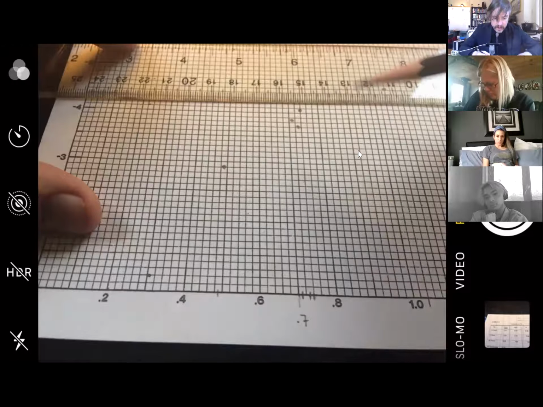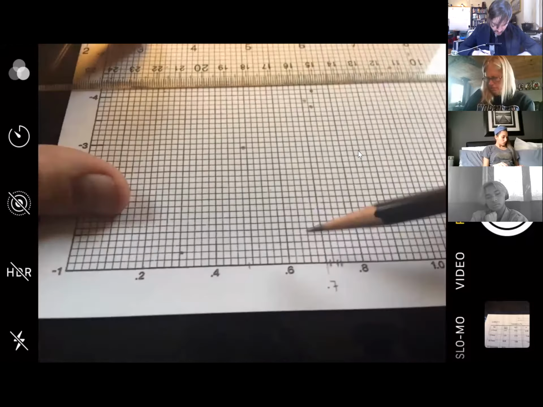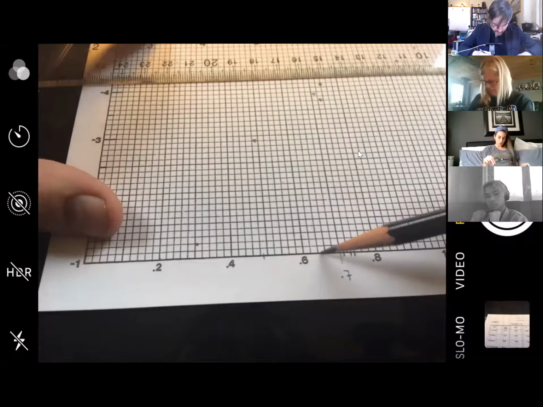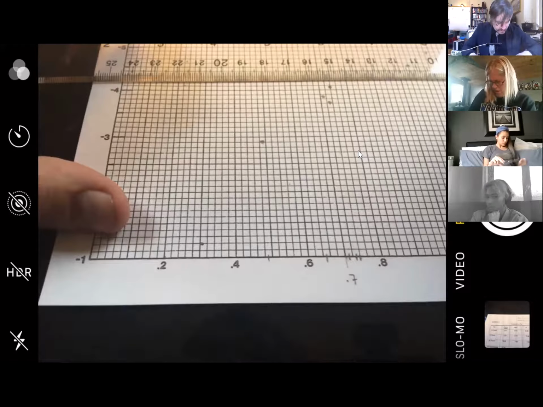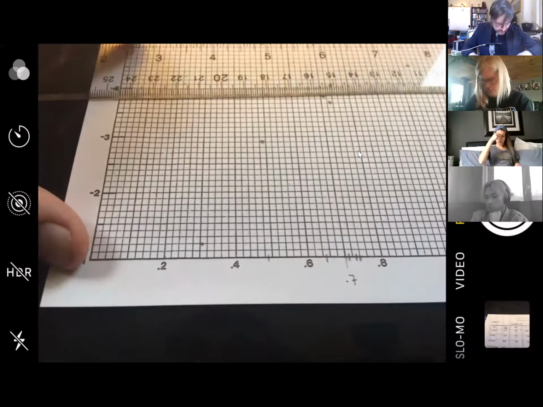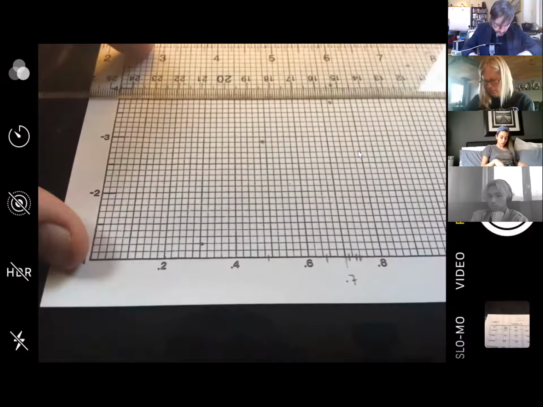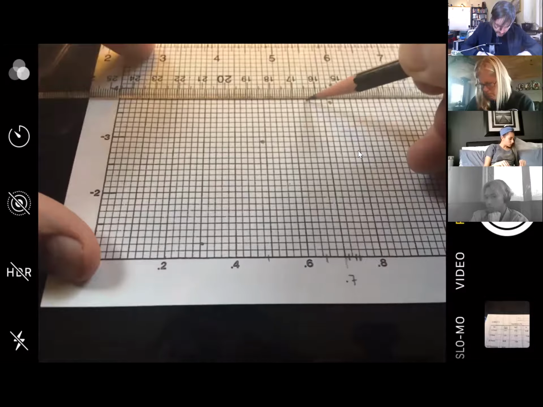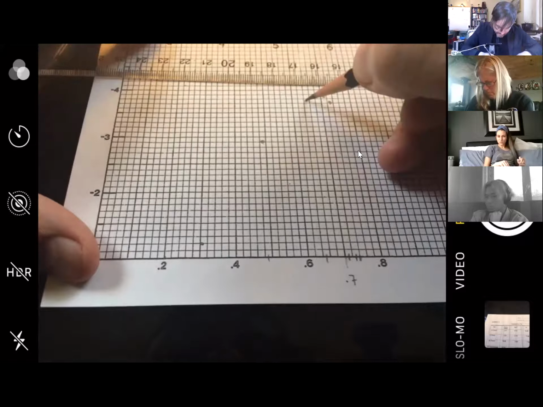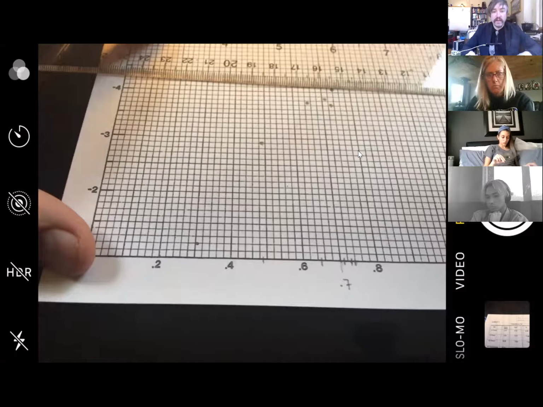Next one is 0.65. 0.65 is halfway between 0.6 and 0.7. And then negative 3.78 should be really close to negative 3.8. So there's negative 3.8. Put it just below there. We're filling in these data points.